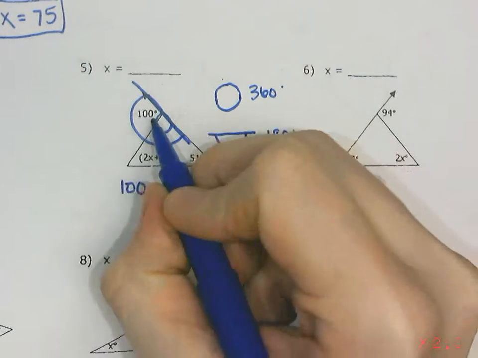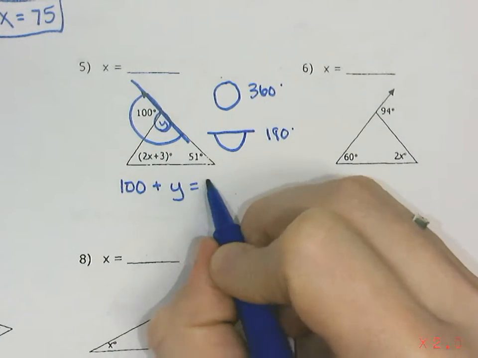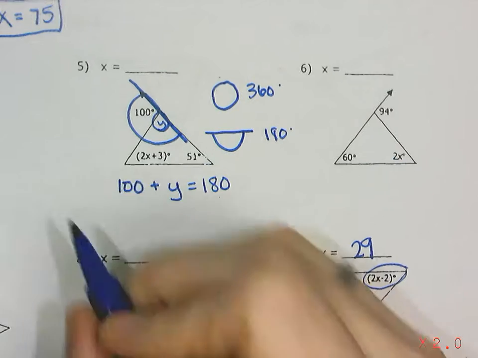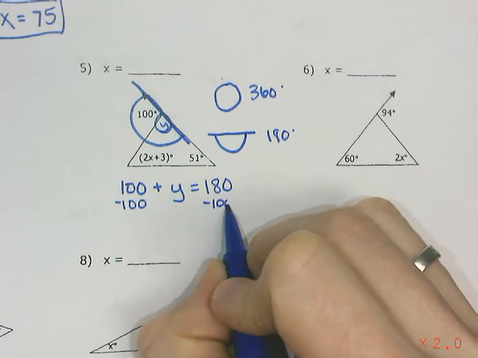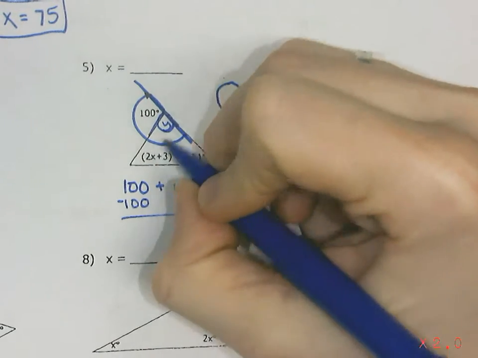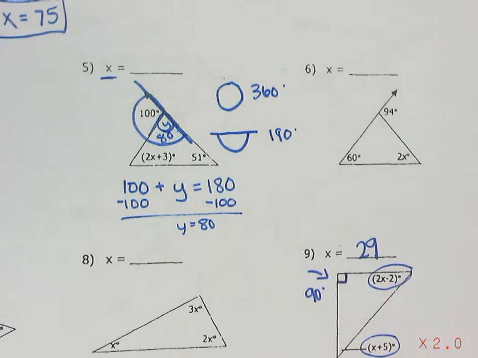So if this angle is 100, we can call this angle y that we don't know. 100 plus what equals 180? Well, that tells us that that angle right there has to be 80 degrees. We just subtract 100 from both sides. So now we know this angle right here of our triangle is 80 degrees. Okay, now that's not the end of our problem. Our problem is asking us to find x. So after we find what this angle is, then we still have to add up all three angles of the triangle to equal 180.